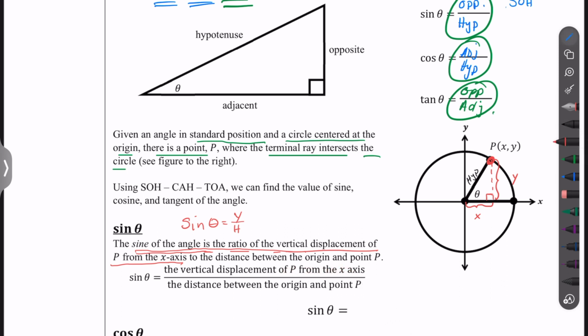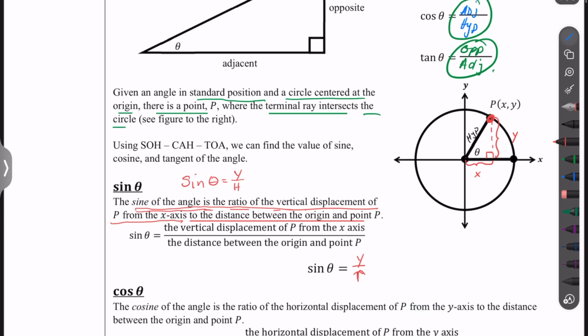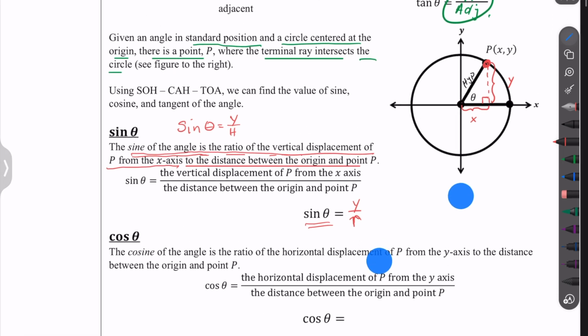So this becomes y over the distance between the origin and the point. So they're talking about the distance between the origin and the point way out there. Well, that's just the radius. This distance from origin to point, so this is just r. So your sine is equal to y over r. This is not a unit circle, by the way. We'll do that in a second. So we don't know what this radius is, which is kind of nice, because now the sine of that angle theta is defined if I know the y value over the radius.